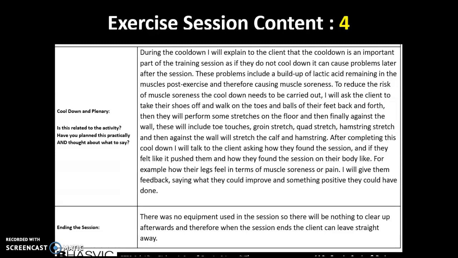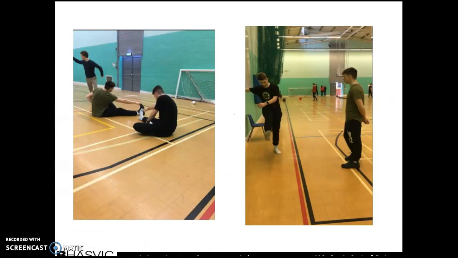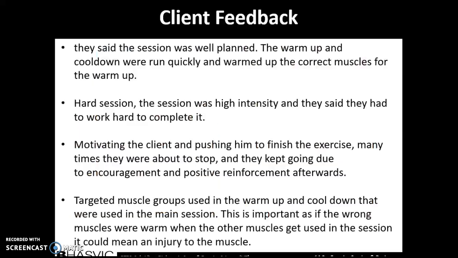Okay, so ending the session. There was no equipment used in the session, so there'll be nothing to clear up afterwards, and therefore when the session ends, the client can leave straight away if they want to. And these are some pictures of me. There's me on the floor with the client, showing him which stretches to do, and then up against the wall I was showing him also what stretches to do, and basically just guiding him.